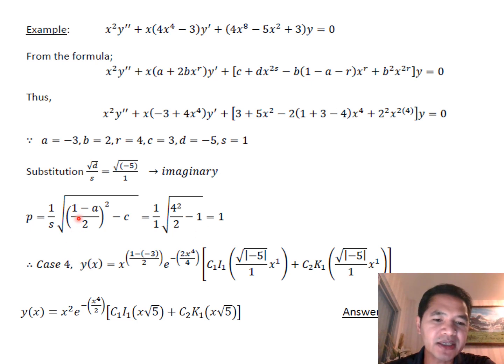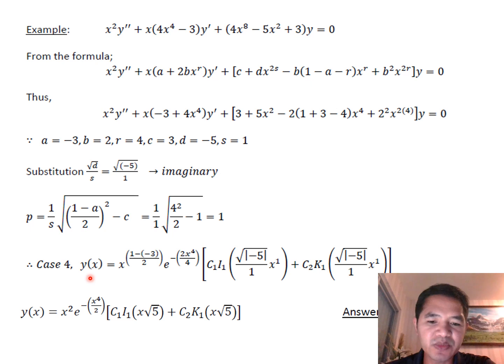So when you compare the value of the square root of d over s and the value of p, you're going to see that this is case number 4, which is imaginary and p is a positive integer. So it's case number 4.